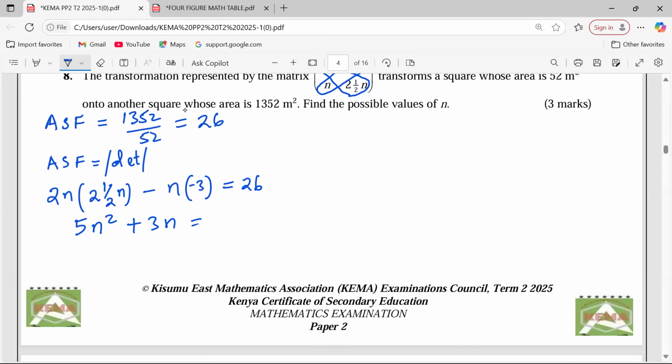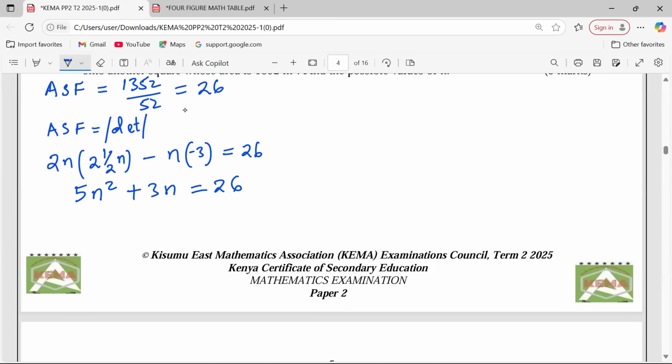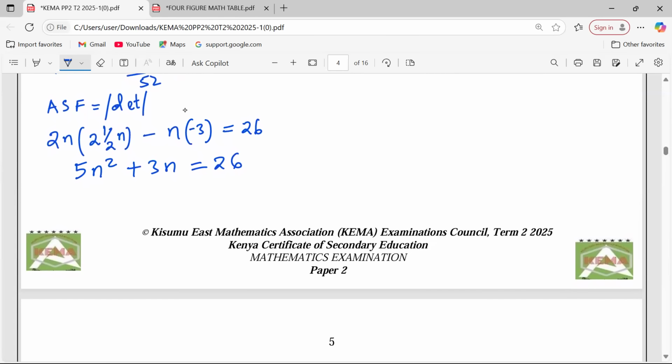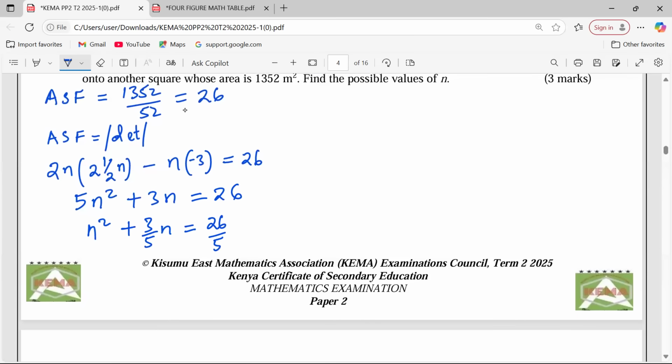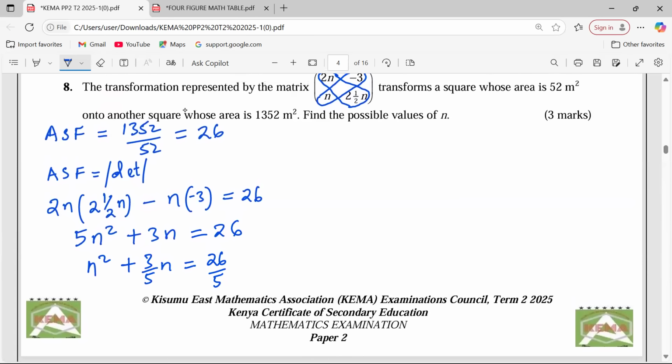This is equivalent to 26. And this means our equation can now be solved using the completing square method or any other method of solving quadratic equations. So the first thing will be we divide through by the coefficient of n squared, so that n squared now has a coefficient of 1, 26/5. That way. So I'm dividing by 5 all through. After that, we can proceed with our solution.